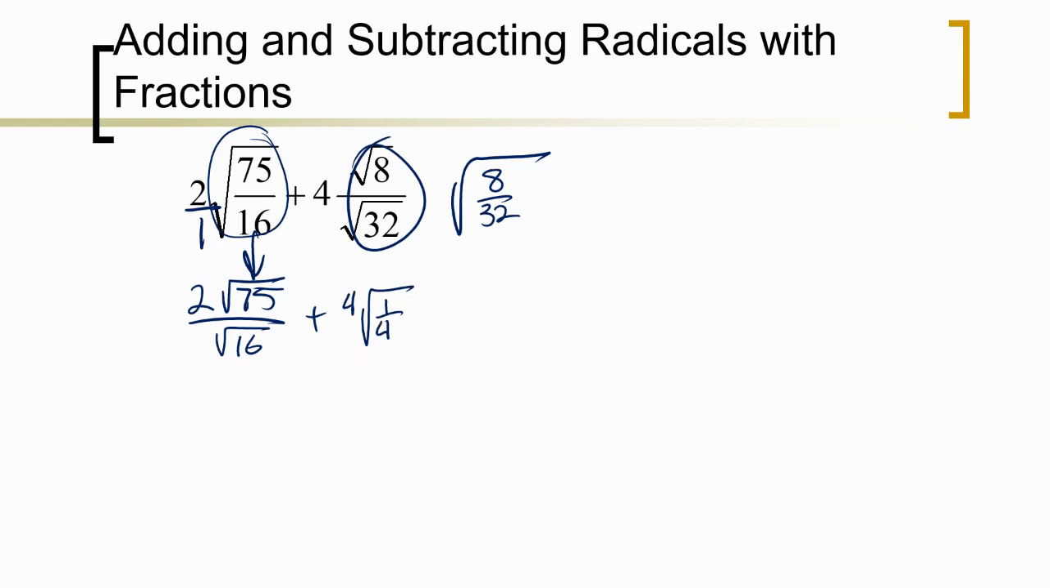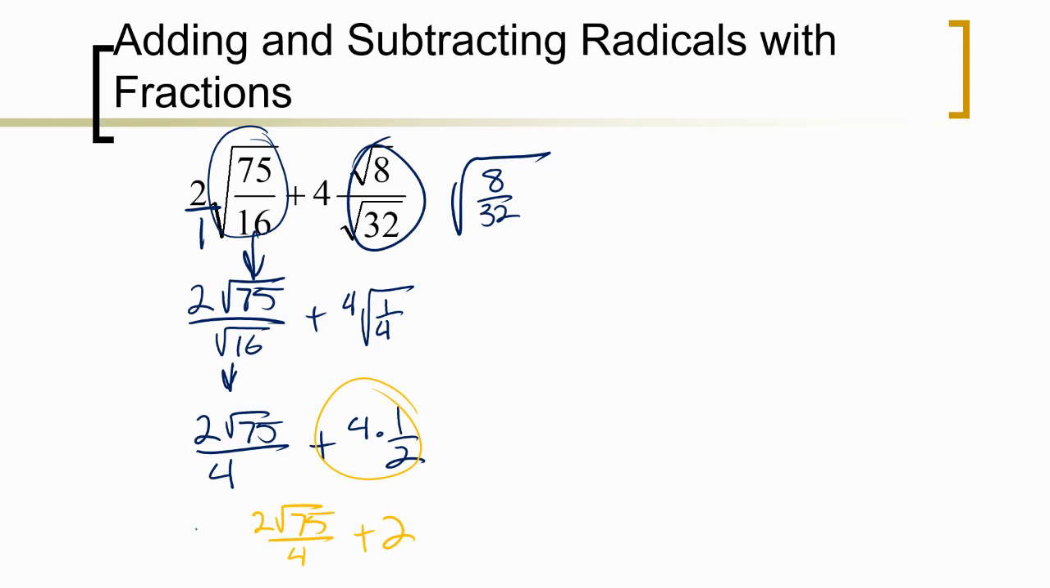So this left fraction, continuing, is 2 square root of 75. Square root of 16 is 4. Plus 4 times the square root of 1/4 is really just 4 times 1/2. And then you continue to just simplify. Half of 4 is 2. So this is really 2 square root of 75 over 4 plus 2.